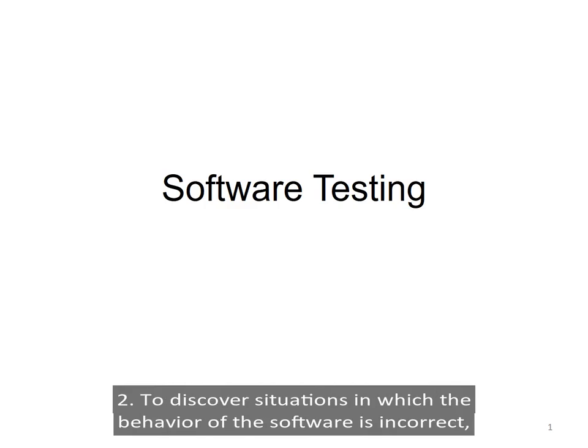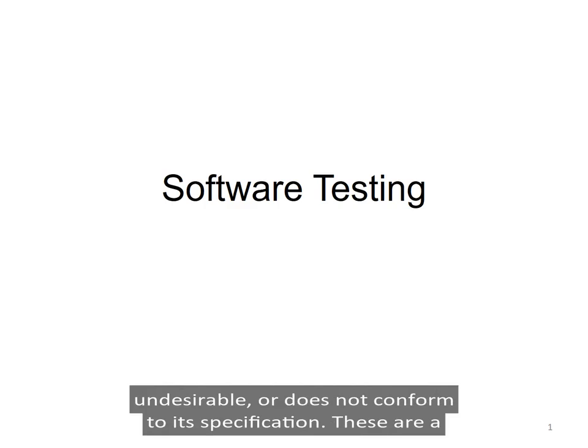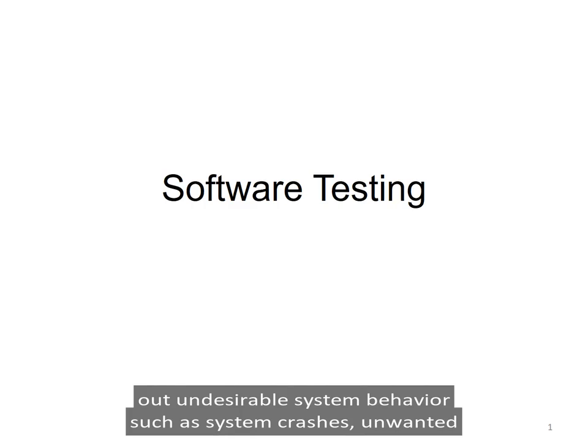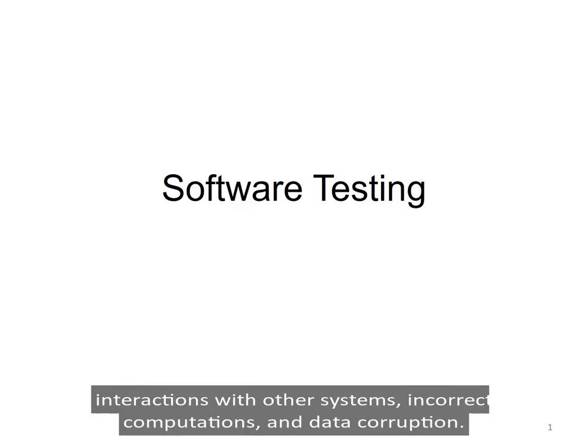Number two, to discover situations in which the behavior of the software is incorrect, undesirable, or does not conform to its specification. There are consequences of software defects. Defect testing is concerned with rooting out undesirable system behavior such as system crashes, unwanted interactions with other systems, incorrect computations, and data corruption.